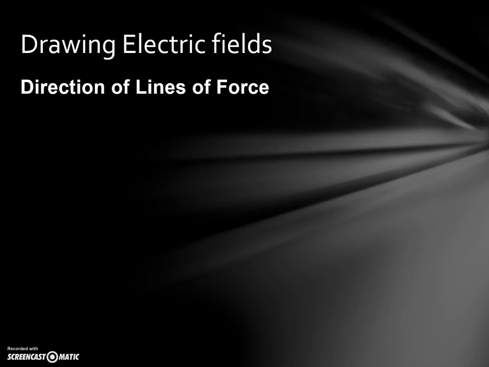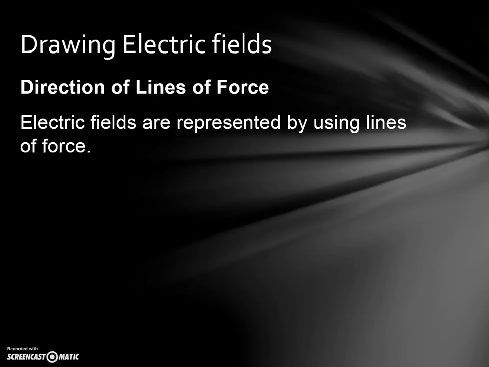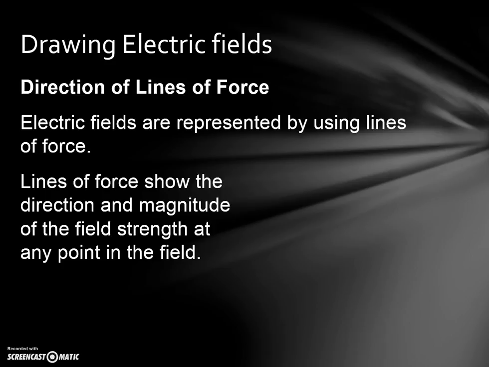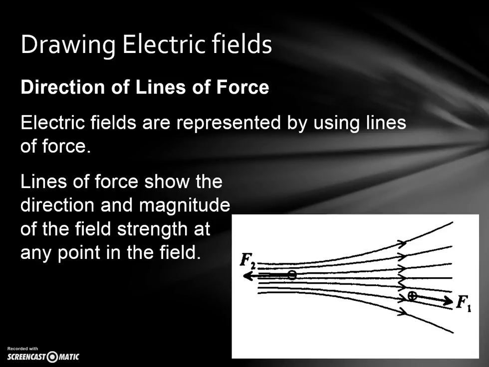If we are wanting to draw electric field lines, there's a few things that we need to be aware of. So the first one is the direction of the lines of force. Electric fields are represented by using lines of force, and lines of force show the direction and the magnitude of any field, of the field strength at any point in time. So here we have a little diagram showing some field lines, and they're closer together here, and they spread out down this end. So that's going to show us the magnitude by how close together they are, and it's going to show the direction because it has these little arrows down here as well. So magnitude and the direction.